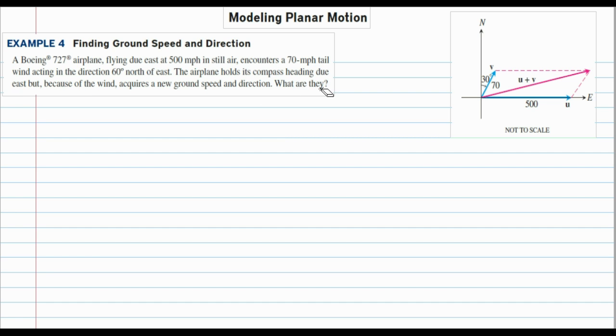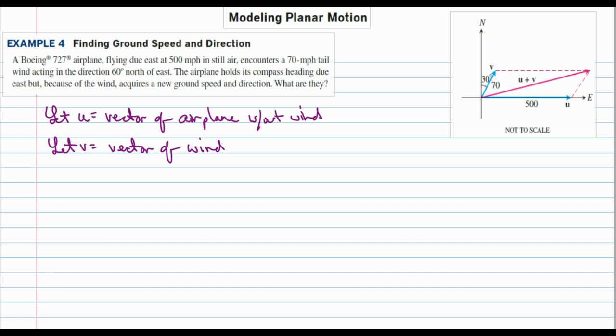What are they? Well, first of all, I'm going to call u the vector of the airplane without any wind whatsoever, and then v the vector of the wind. So you can see u is the airplane where it's supposed to be heading. v is the vector of the wind, so the wind's blowing the airplane up a little bit north, I guess. And then u plus v is the new path and magnitude of the airplane.